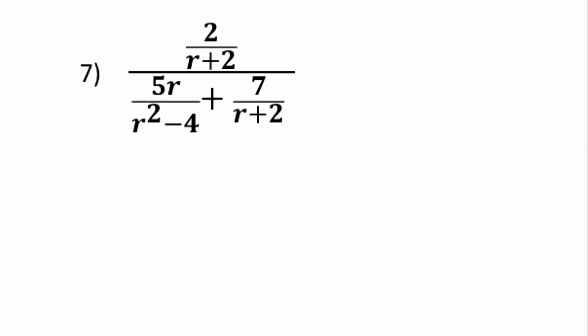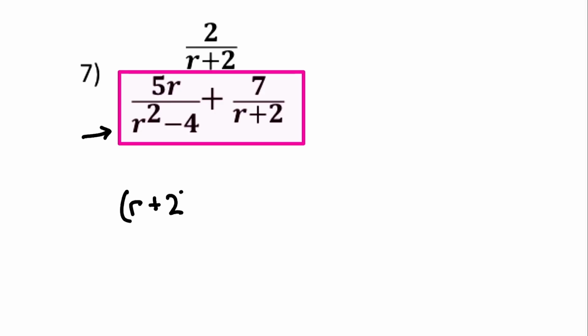Number 7, this is called a complex fraction, and really this is two problems in one. First, we are going to work through this denominator completely separately, and that way we can organize our work. Then we'll come back to the original problem. So in order to do the denominator, we have a difference of squares here, and that's going to factor to r plus 2, r minus 2.